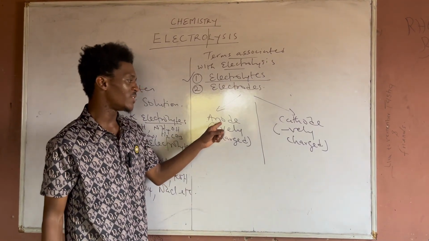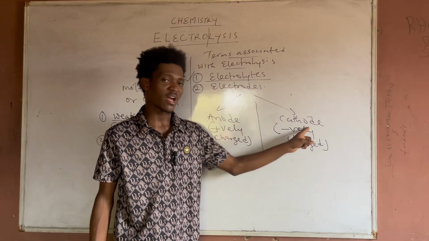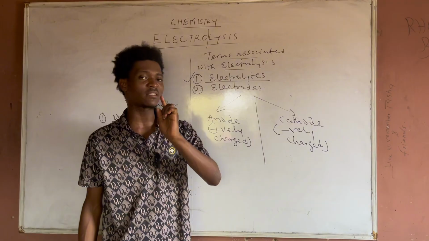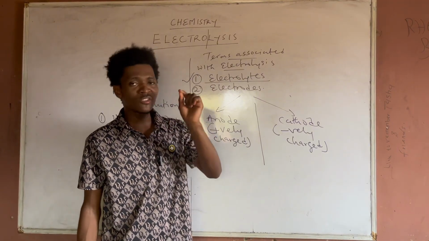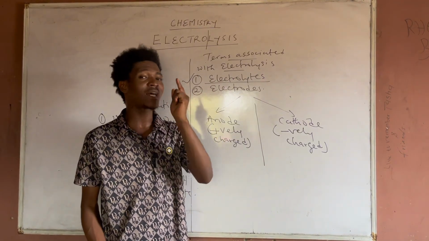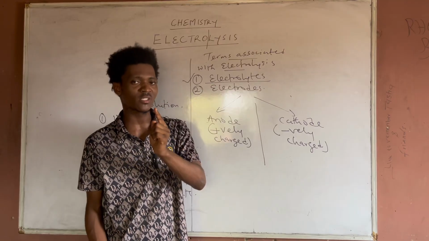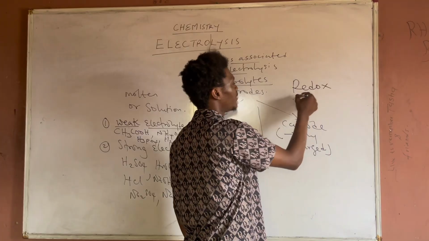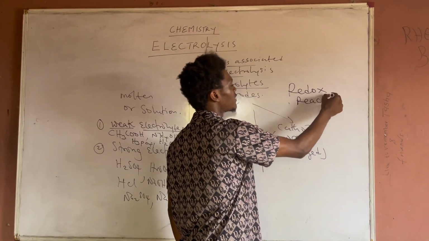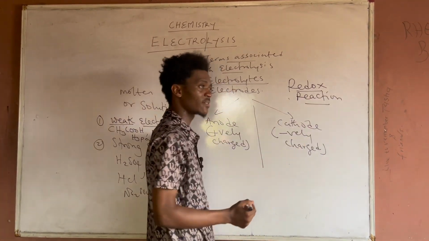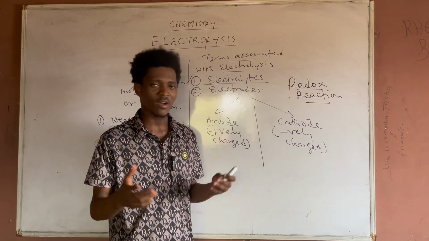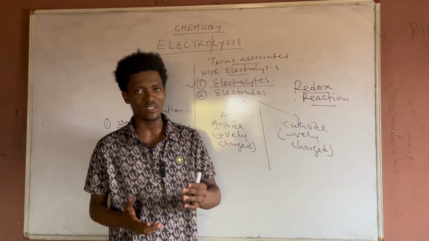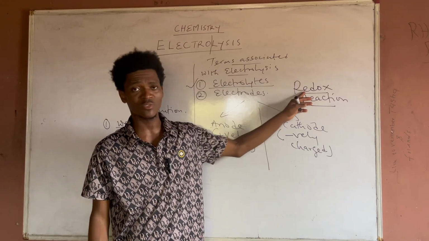Please, students, pay attention to what I'm about to say now. If this is positively charged and this is negatively charged, then one very vital thing that you need to know is that during electrolysis, there is a particular type of chemical reaction that occurs. And that reaction is called redox reaction. So in case you come across a question in exams asking what chemical reaction occurs during electrolysis, the best answer to go with is redox reaction.